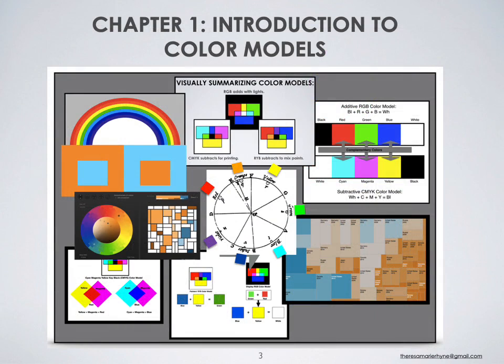In Chapter 1, we review the 3 color models: the RGB color model for displays, the CMY color model for printing, and the RYB color model for paints. Next, we present a brief overview of the historical progression of color theory. New in the second edition, we feature color mixing challenges when moving between color models.